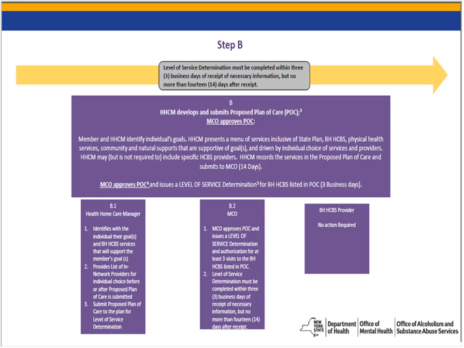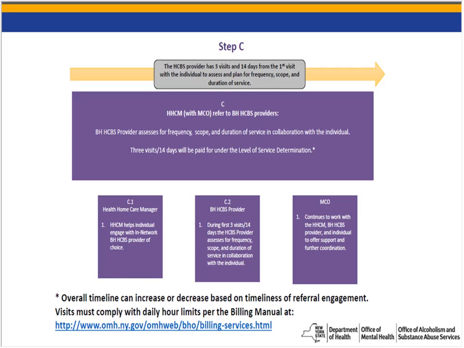All right, so next step, if you could go to the next slide. So in step C, the health home care manager with the MCO refers to the behavioral health HCBS provider. So in this step, the health home care manager is really going to help with the warm handoff and engaging the individual with the in-network behavioral health HCBS provider of choice. So it's in this step with the health home care manager and the individual that things like doing a 3-way call or calling with the individual to the HCBS provider to help make sure that an appointment is scheduled is really, really crucial. Those are those really tenuous moments in care where we can lose someone. So we want to make sure that that is really the health home care manager's role in this step, to really help that person get connected.